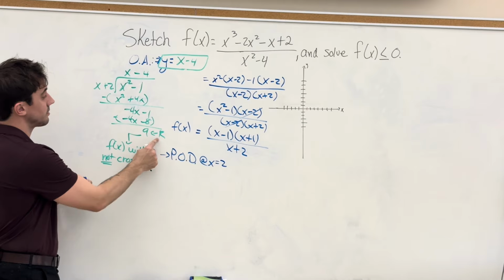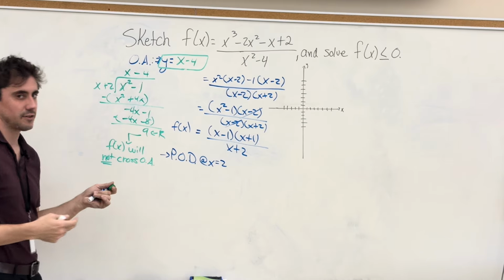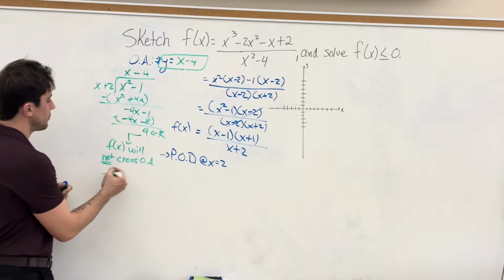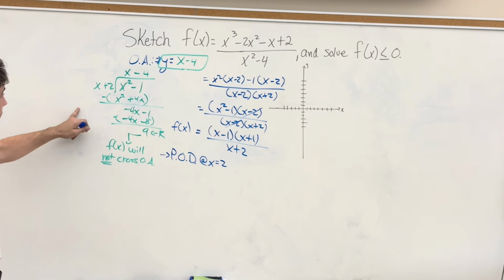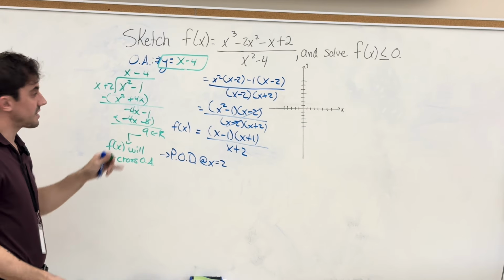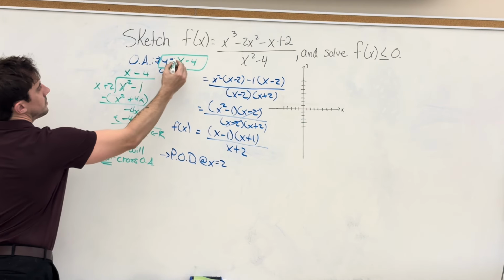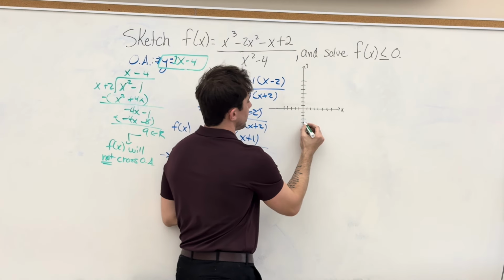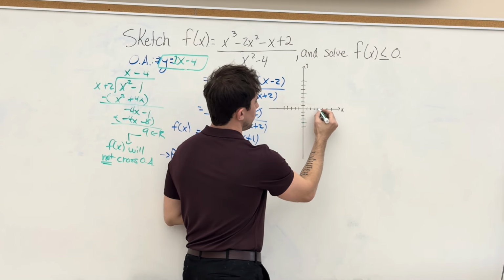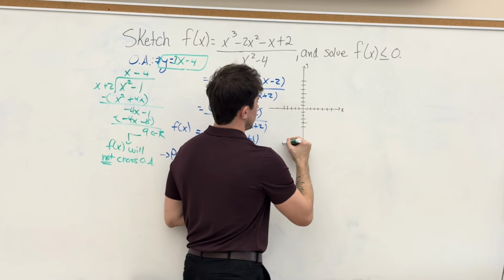But since the remainder is just a constant term, it's never going to be 0, and so we do not cross that oblique asymptote. So we can actually start by sketching that. x minus 4, that's a line with a slope of 1, right? That's 1x minus 4. And so we have a y-intercept at negative 4, and then a slope of 1. And so it looks something like this.